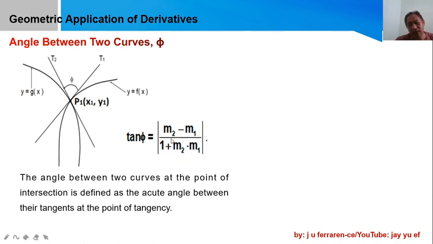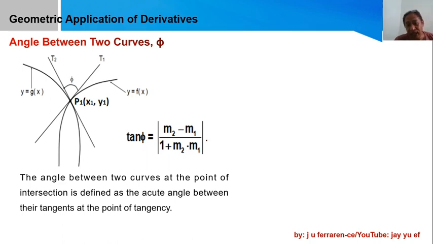Now, in order to obtain an acute angle between the tangents, we have to consider this ratio as positive. So we take it as an absolute value because sometimes you will arrive with a negative result. If it's a negative result, then the value will be taken as an absolute value so that the angle that we obtain will always be an acute angle.